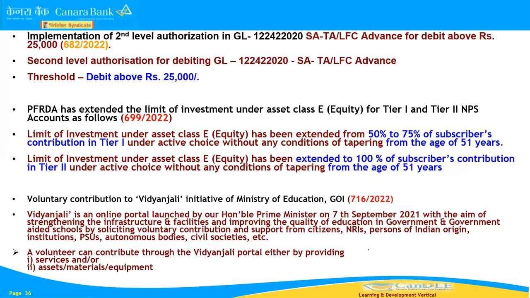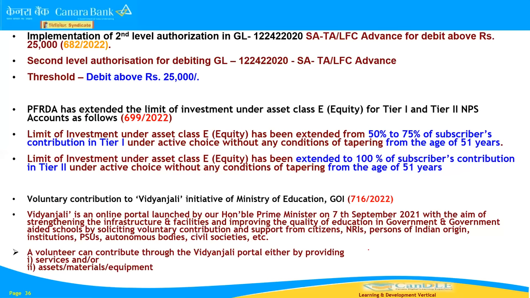The people in India can contribute: citizens, NRIs, persons of Indian origin, PSUs, autonomous bodies, civil society, everybody can support. What type of support? They can contribute by giving service. They can contribute by providing assets, materials, equipment to this particular scheme called Vidyanjali. So the government has taken this initiative, and NRIs all can support it by way of providing service. You can go and take classes, you can give some benches, chairs, computers like that. Okay, this is the scheme of Vidyanjali.